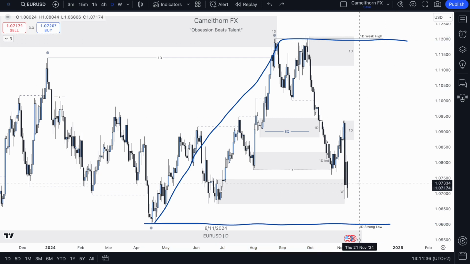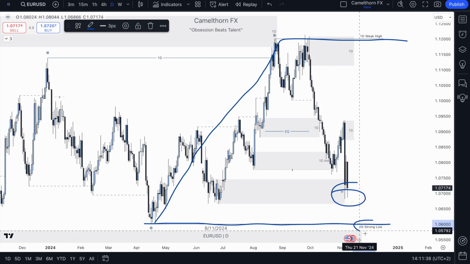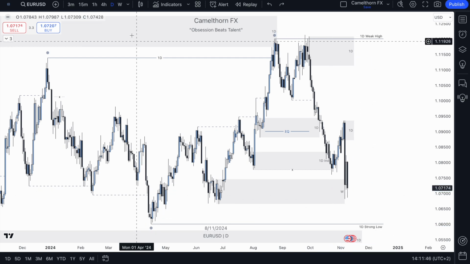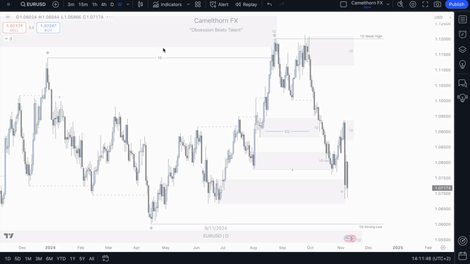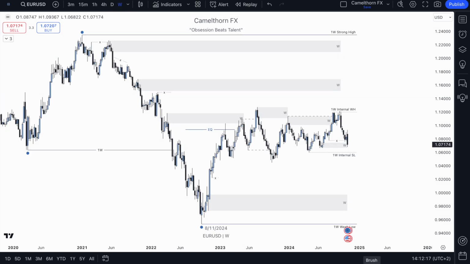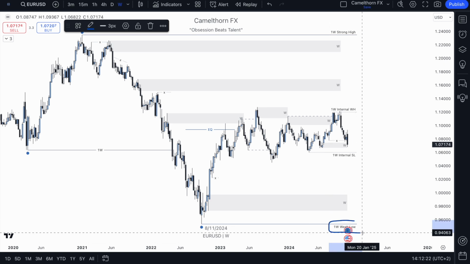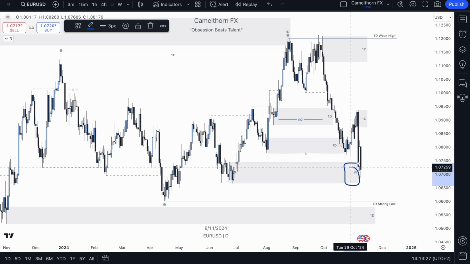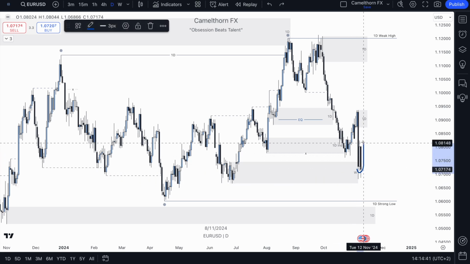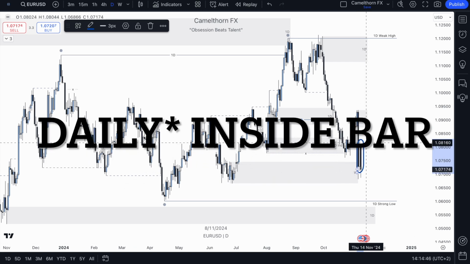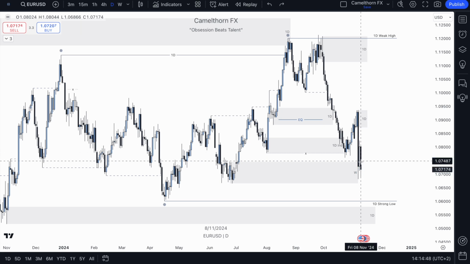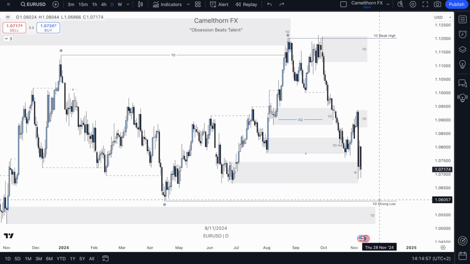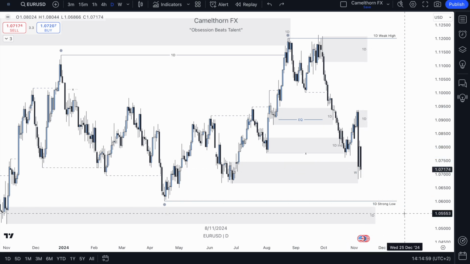If, however, we see a breakdown of this weekly demand zone and a violation of this daily strong low, then I would start looking for sell opportunities to trade in line with that overall weekly bias, which is bearish, that is going to look to target this weak low. So price action is definitely interacting with a key weekly demand zone right now. There has been an initial bullish reaction to this weekly demand, which is denoted by this weekly inside bar candle. It's just now going to be interesting to see whether or not that bullishness continues, or whether price action rolls over to violate our daily strong low.